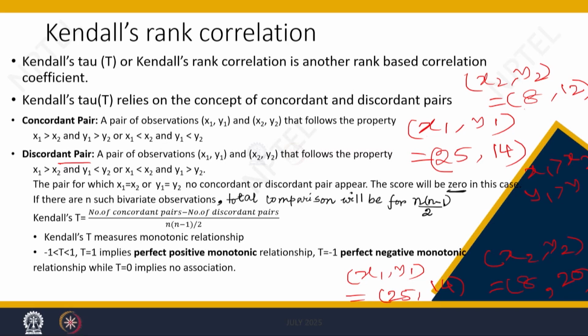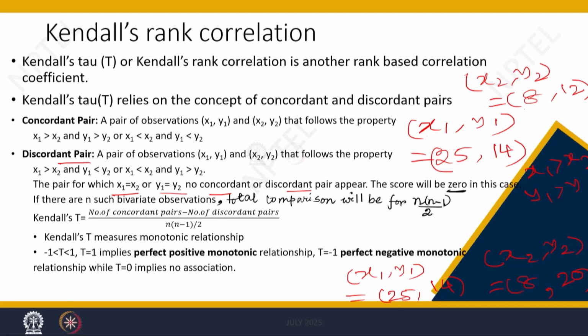For a pair for which x1 is equal to x2 or y1 is equal to y2, we say that no concordant or discordant pair appears. The score will be 0 in this case. So for a concordant pair we generally assign +1, and for a discordant pair we generally assign -1. The entire Kendall's rank correlation depends on these assignments: +1, -1, or trivially 0.